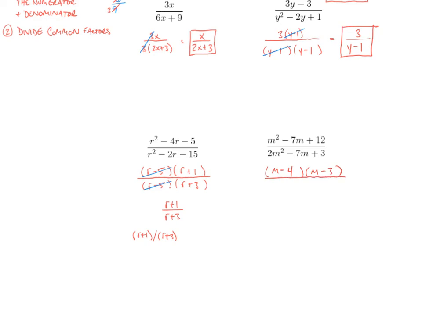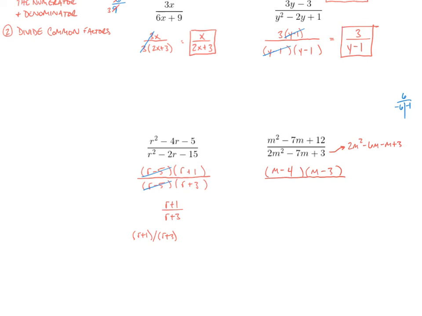In the denominator, I won't be able to use the AC method directly, so I'm going to want to use grouping. But first, I'll use the AC method to separate that middle term. So 2m squared. I'm looking for factors of 6 that add up to negative 7. So negative 6 and negative 1. Minus 6m minus 1m plus 3.